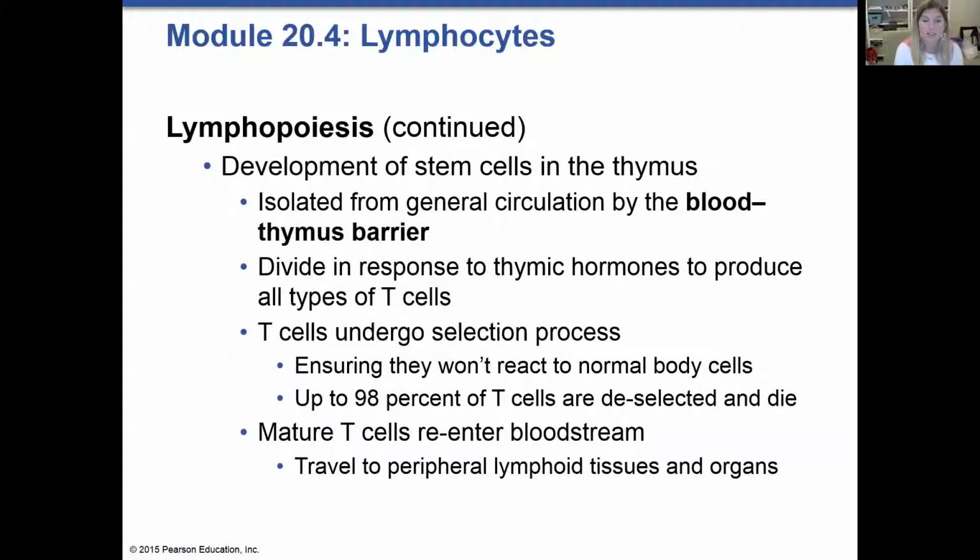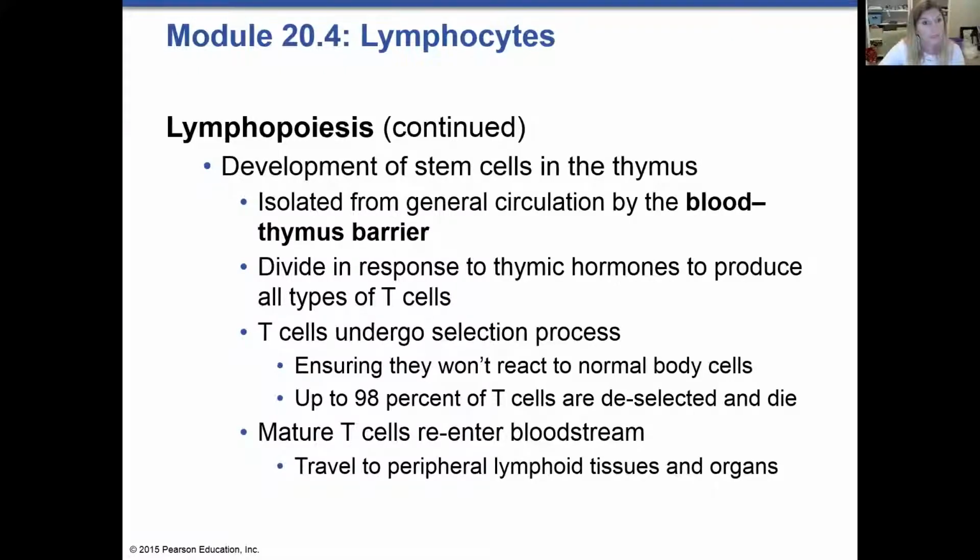Once these stem cells get to the thymus, they're just going to wait around until the thymus releases these little hormones that we'll talk about in a minute, and then they undergo some type of selection process where they're going to ensure that they won't react to normal body cells. Up to 98% of the T cells don't make the cut. So your body's making T cells much more rapidly than it is releasing them into the blood. And then mature T cells will re-enter the bloodstream, go to the peripheral lymphoid organs and tissues, and wait until they are needed.